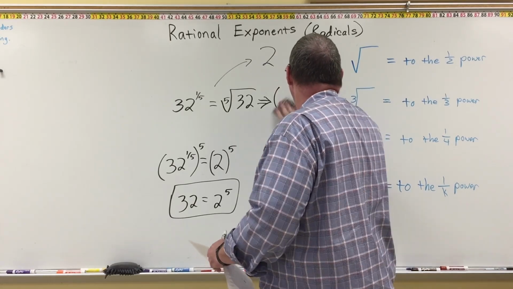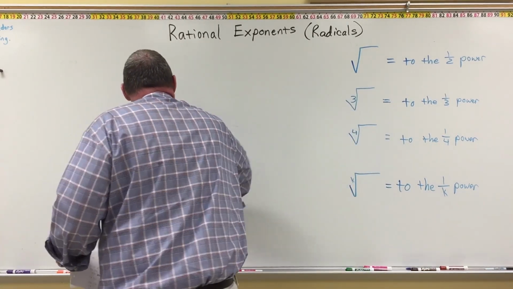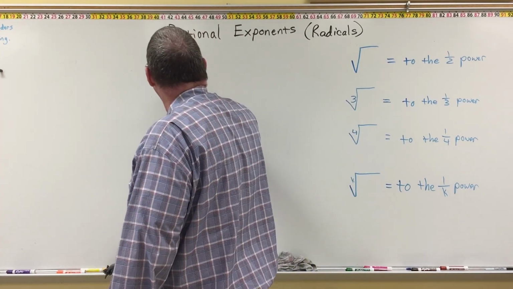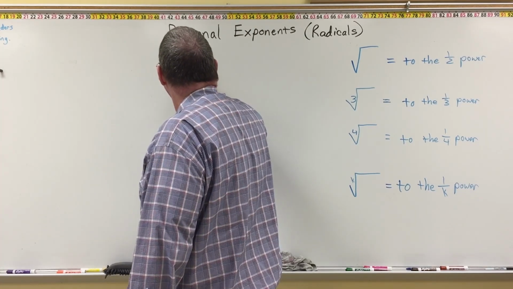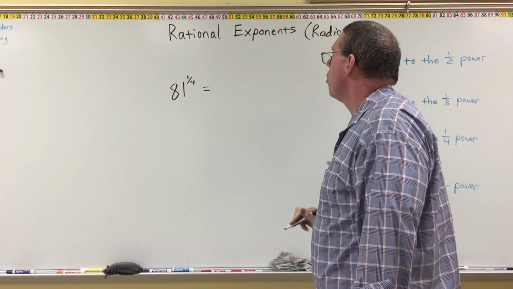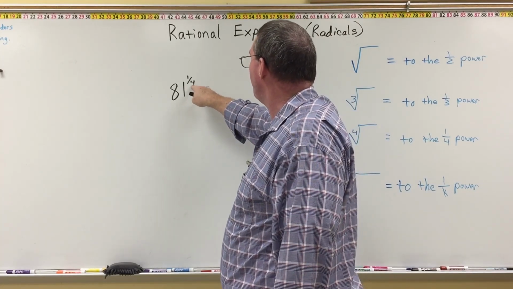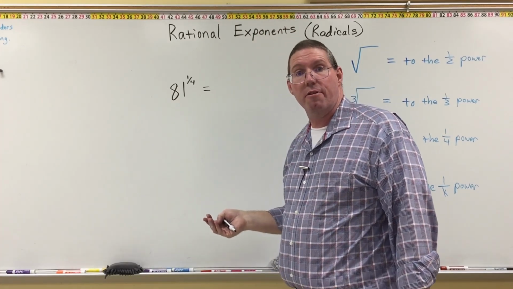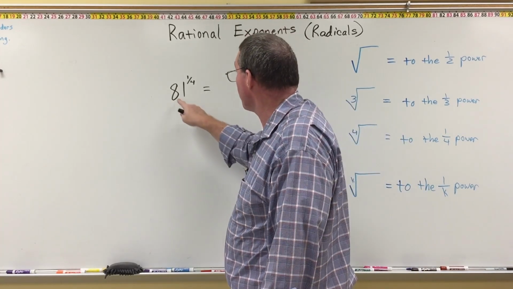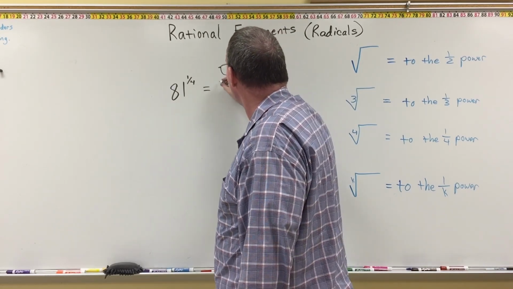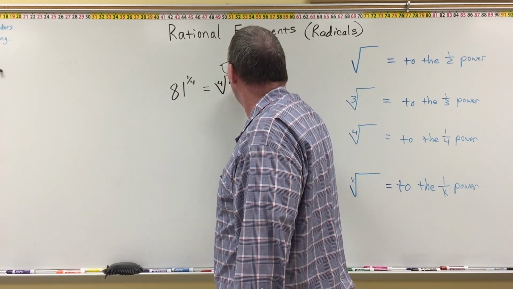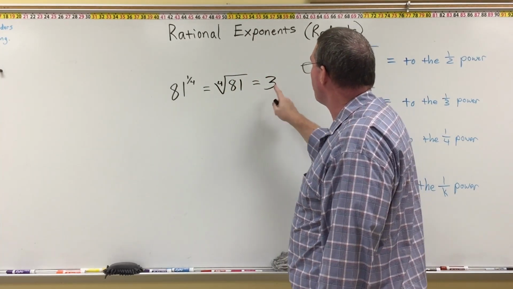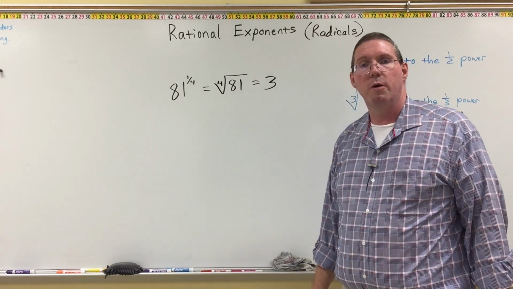Let's do maybe one more example like this. What if I were to ask you, what is 81 to the 1/4 power? Okay, so what number times itself 4 times is equal to 81? Well, we know that the answer to that is 3, because 3 to the 4th power is equal to 81. Therefore, we can write this as the 4th root of 81, and the 4th root of 81 is equal to 3, because we know that 3 to the 4th power is equal to 81.